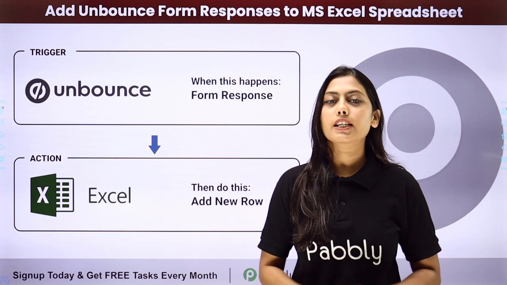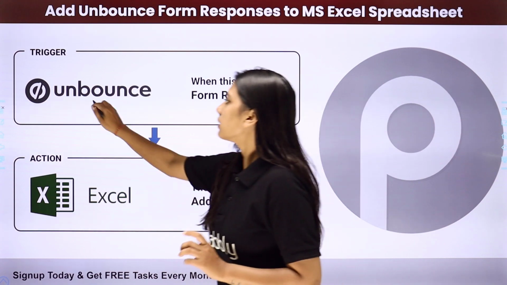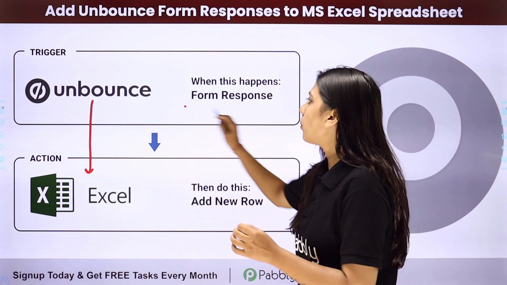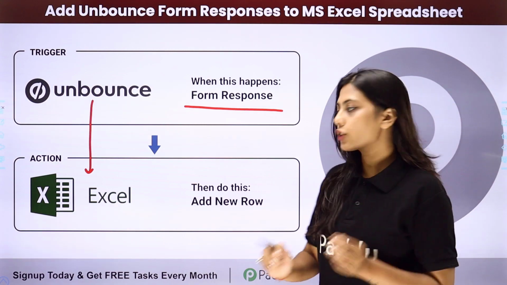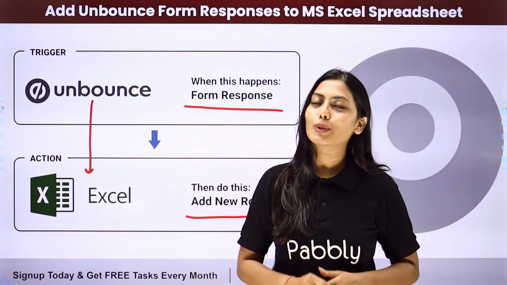So we are going to create an automation with the help of Pabbly Connect, where we will learn to integrate these two applications in such a way that as soon as the trigger, the form response, takes place, the action of adding a new row in the MS Excel sheet will be done. Let us learn how to do that.